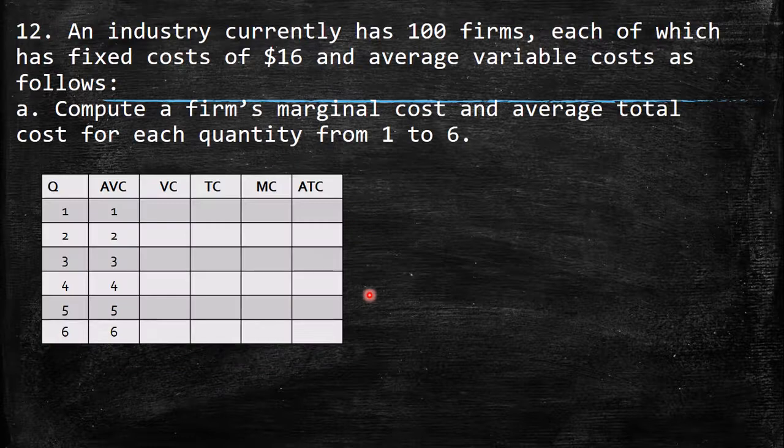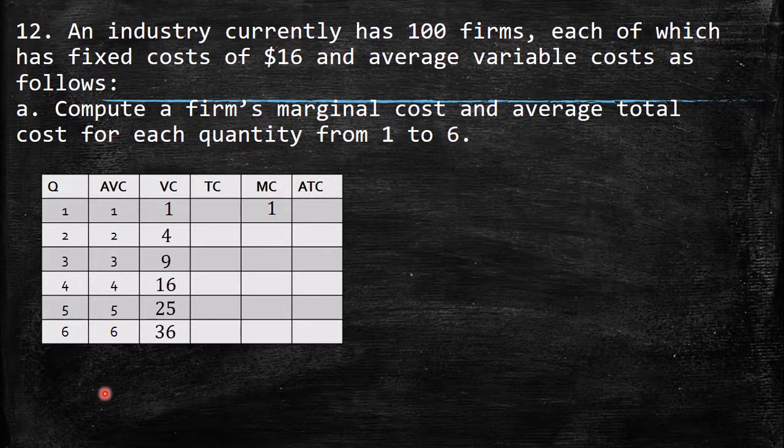Then the other and last point says an industry currently has 100 firms, each of which has fixed costs of 16 and average variable costs as follows. A. Compute a firm's marginal cost and average total cost for each quantity from 1 to 6. So we already have this information, the average variable cost. Then the variable cost is basically the multiplication of Q times AVC.